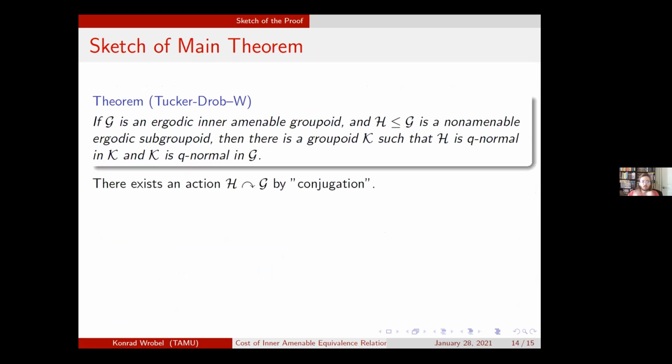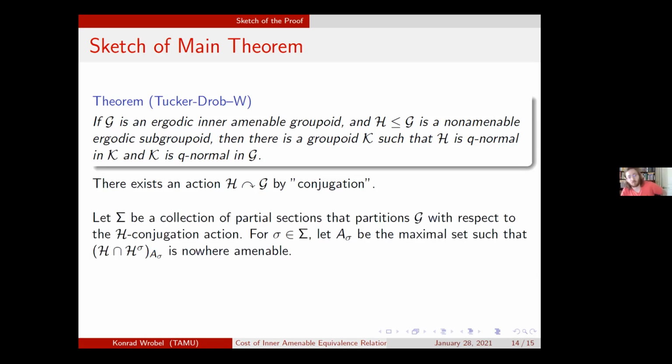The first thing to notice is that in general, you have an action of a groupoid on itself by conjugation. Okay, it's not really an action of the groupoid on itself. There's some technical issues, but philosophically, this is what you have going on. There's an action of a groupoid on itself by conjugation. In particular, if you have a subgroupoid, you can even have an action of a subgroupoid on the groupoid by conjugation.